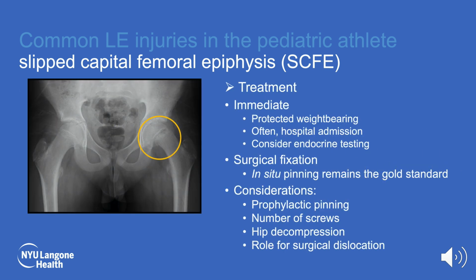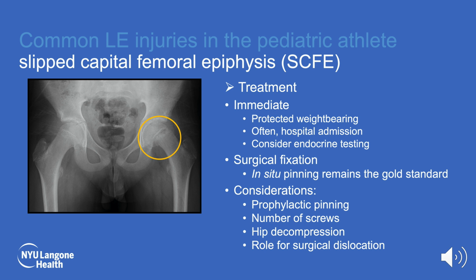Treatment in the immediate setting is protected weight bearing. Oftentimes, if they're in the office, you'll admit them to the hospital. And again, if you have any concerns about an atypical appearance, you may consider doing some endocrine testing or an endocrine consult. Surgical fixation and in situ pinning, I would say, remains the gold standard, with the caveat that if you're in a setting that has a hip team or a hip preservation team, or even an on-call roster for that, then probably in situ pinning would not be the best thing. And rather you would probably do a surgical hip dislocation.